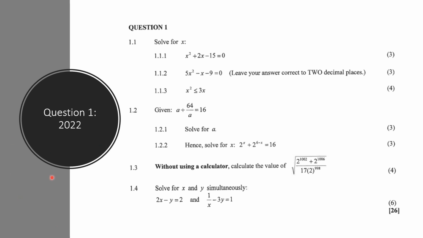So we are going to look at question 1 from a previous question paper, but today we are going to look at the paper that was written in 2022. So basically these were the questions on the question paper. The first one was solve for x, the other one, 1.2, was still solve for x, and then also 1.3, this one is to simplify, and 1.4 is to solve for x and y. Let's just get right to it.